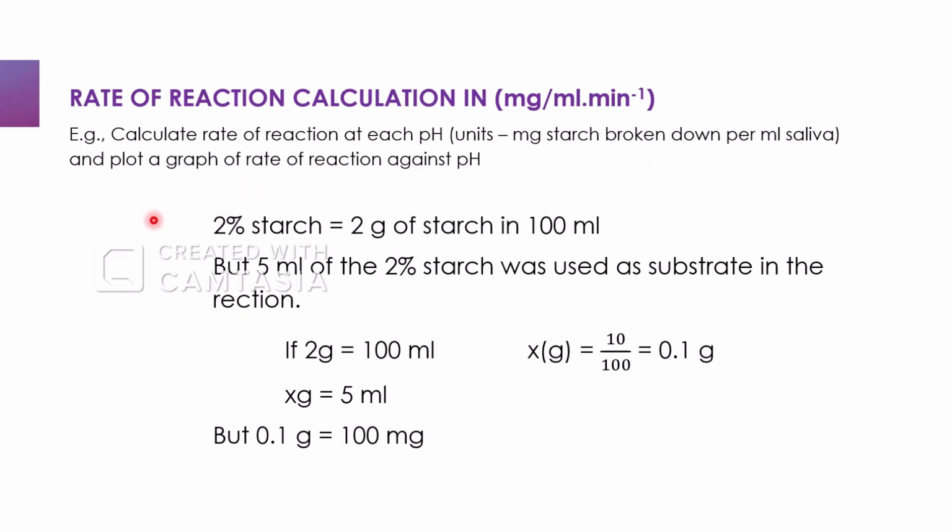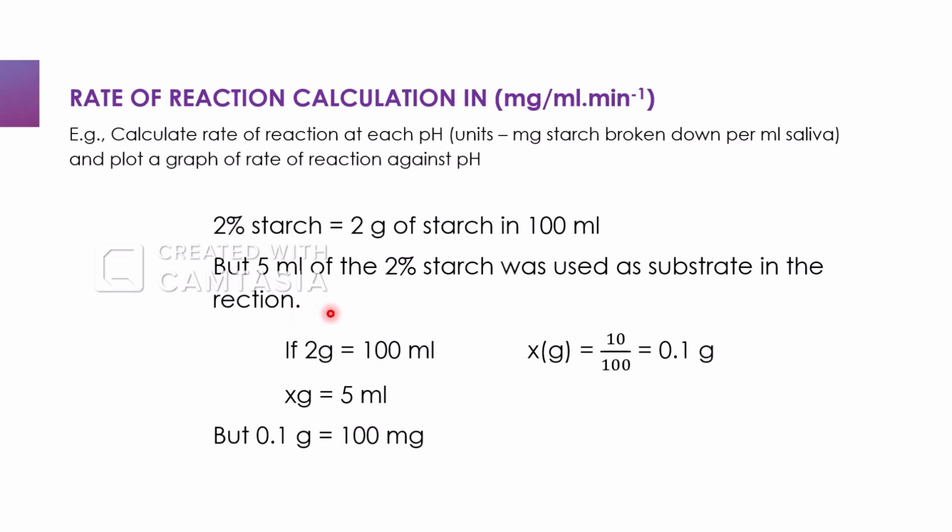So first of all, what we have to notice is that we use 2% starch as our substrate in this reaction, and the 2% starch is equal to 2 grams of the starch in 100 mils. But we also have to notice that we use 5 mils of the 2% starch as a substrate in the reaction. So we will now determine the mass in milligrams of starch in the 5 mils of the 2% starch used as substrate.